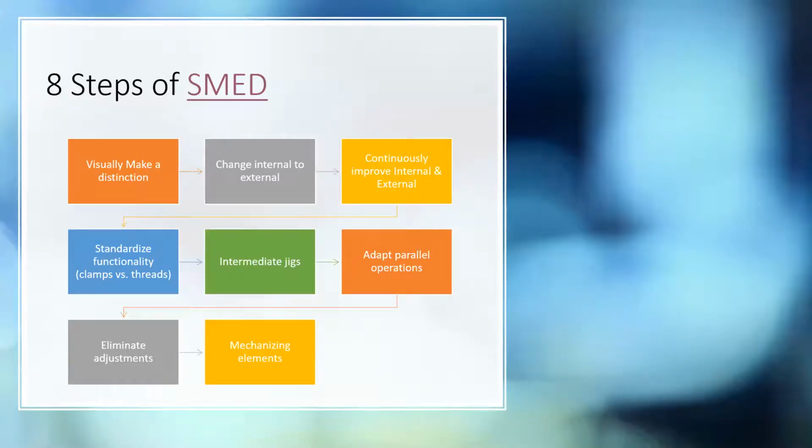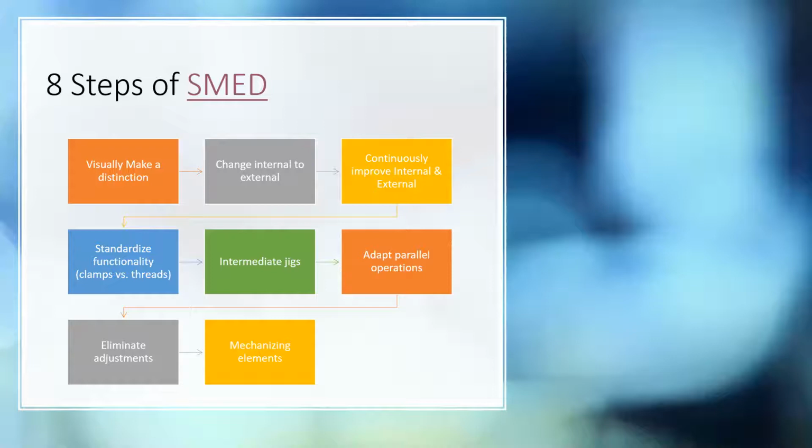The first thing we want to do, and a lot of times you can do this with video, pick a setup. Video is terrific. You can do it with your phone, set up a little tripod, whatever, but visually make a distinction between external and internal setups, and then change a lot of the things that are internal to external, right? And you'll be amazed just by observation how much of that you can do.